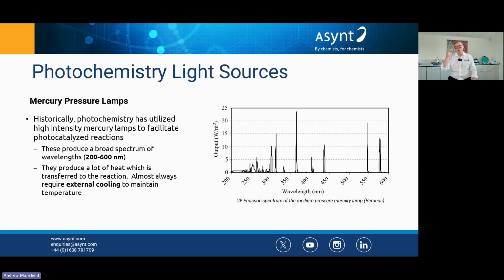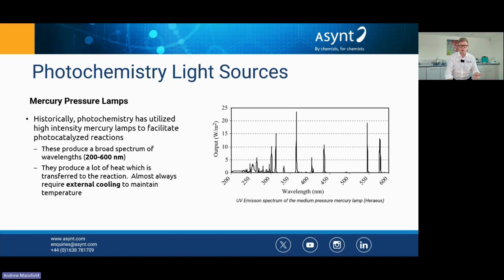So let's think about light sources, because this is really key to the development of modern reactors. In the past, we would have used mercury pressure lamps. That was historically what we used. And these are generally high intensity, but what they also give is a broad spectrum of wavelengths. You can see that emission spectrum there from a medium pressure mercury lamp. There's no selectivity, or it's difficult for us to select the wavelength of choice.